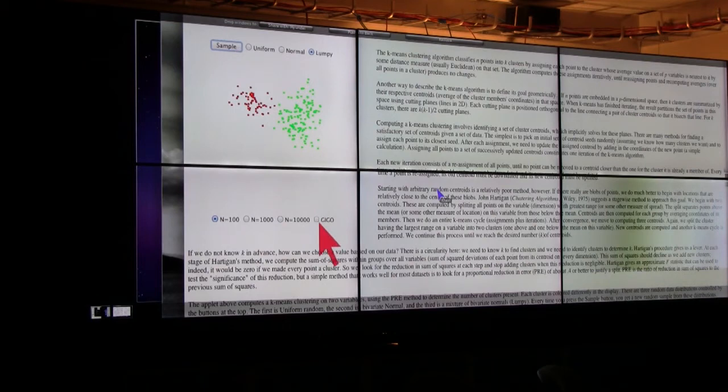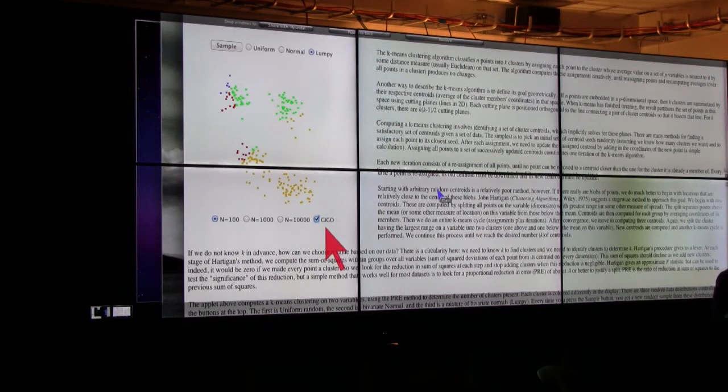So now I'm going to select this button, garbage in and garbage out, where it randomly picks the clusters. It doesn't iterate, doesn't try to improve, right? It does it without caring of any sort of important detail of the algorithm, and look what happens.